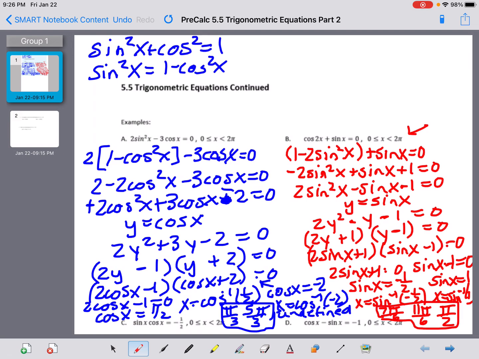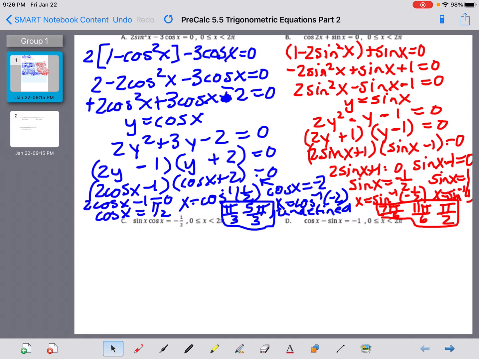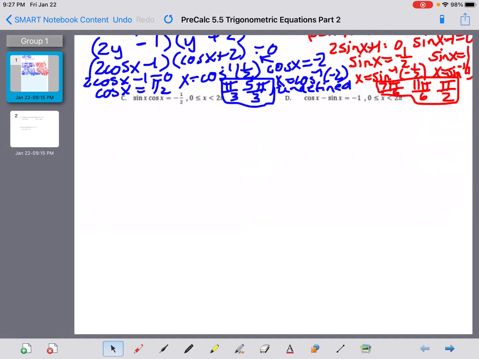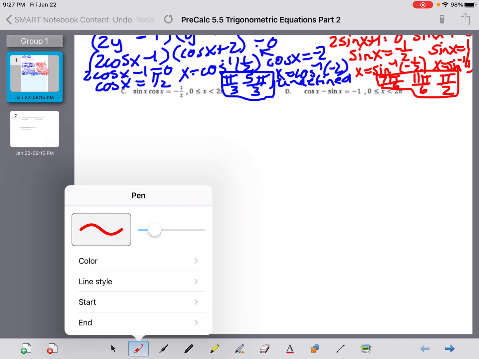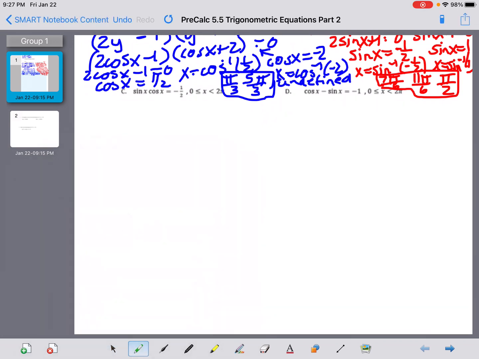We used those identities we've learned earlier this chapter to change things so that we can have common terms and common angles. That was needed because of the 2x and the x. So we really have to watch a lot of those things. That kind of gives us the hint that we need to do something different because I don't even have the same angle.